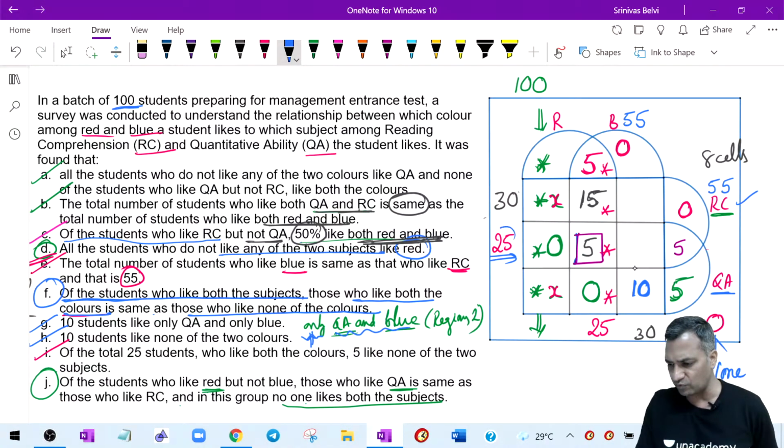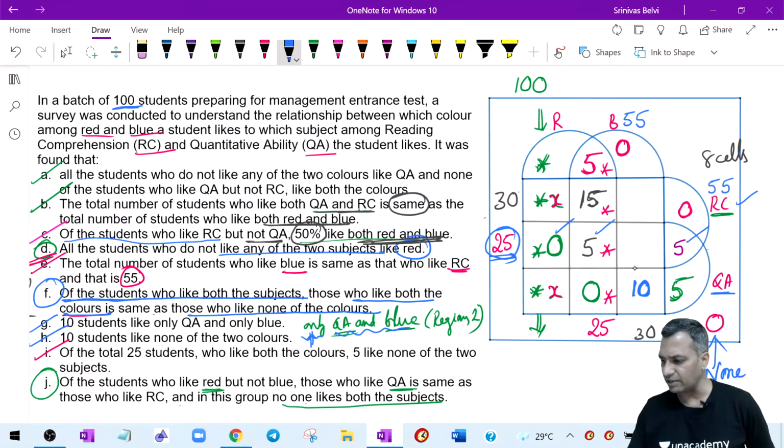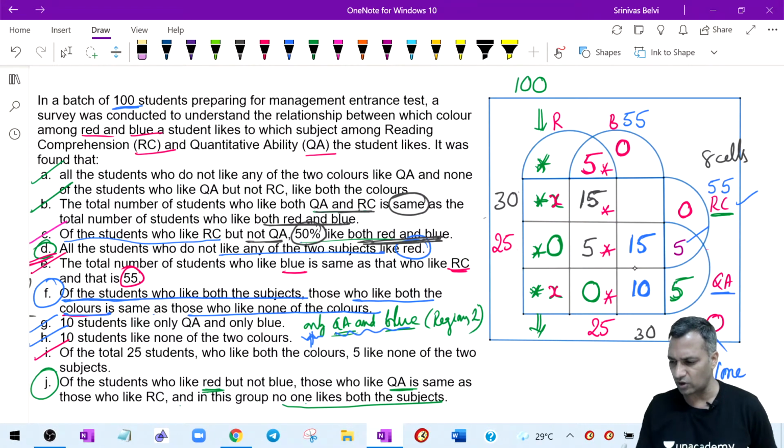Go to this 25. Focus on this 25. 0 is here. 5 is here on this 25. Another 5 is here on this 25, which means 10 is there. Therefore, this particular value is how much? 15. Therefore, this particular value is 15. Okay, just fill it just like a Sudoku now. So all the game is over.